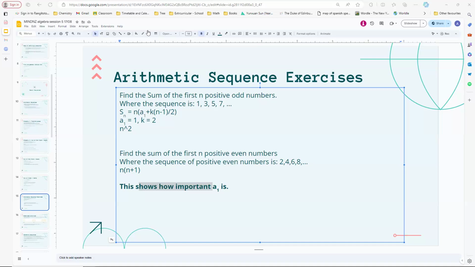So when you're adding the first n positive even numbers, you're basically adding the first n positive odd numbers, but adding 1 to each of the terms. So you're adding n. Because the sum of the first n odd numbers is n squared, for the even numbers it's n more, so it becomes n squared plus n. That's maybe another way you can figure out the even numbers just from the odd numbers, right? It's the odd numbers plus a little bit more, where a little bit more is n.